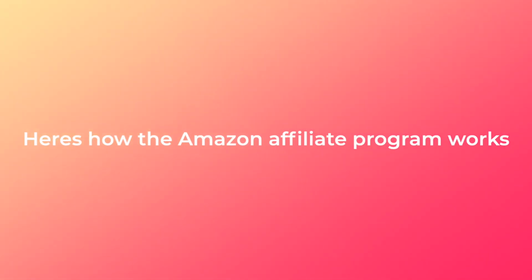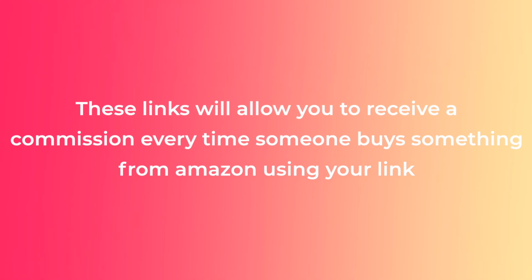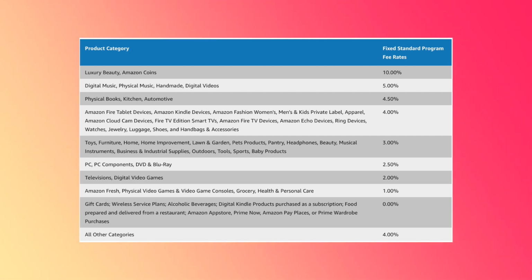Here's how the Amazon affiliate program works. Once your account is set up, you'll be able to get affiliate links for products. These links will allow you to receive a commission every time someone buys something from Amazon using your link. The commissions vary, but here are the current commission rates for each category on Amazon.